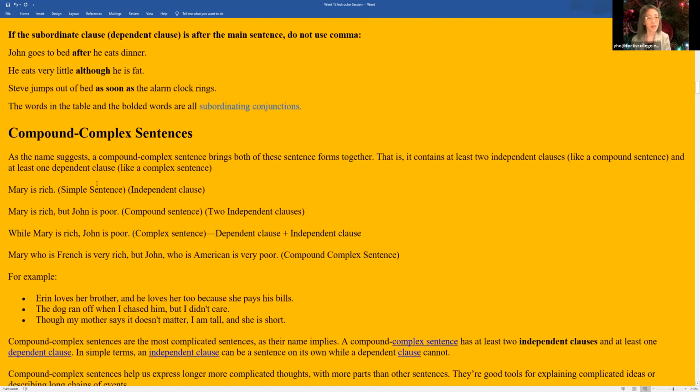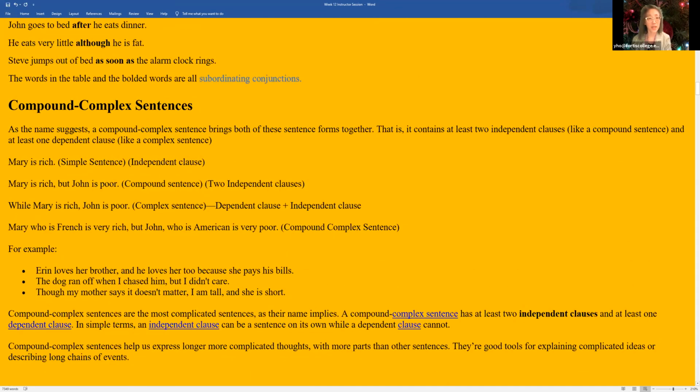And then compound complex sentence. As the name suggests, a compound complex sentence brings both of these sentence forms together. In other words, it is a compound sentence combined with a complex sentence. Basically, you just add a dependent clause to your compound sentence structure, so that your compound complex sentence contains at least two independent clauses, just like a compound sentence structure, and then at least one dependent clause.